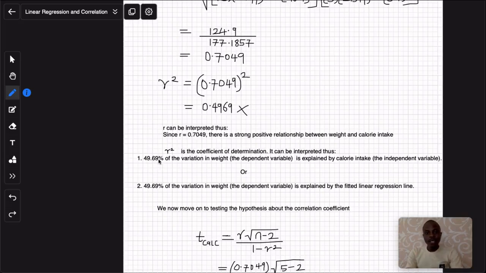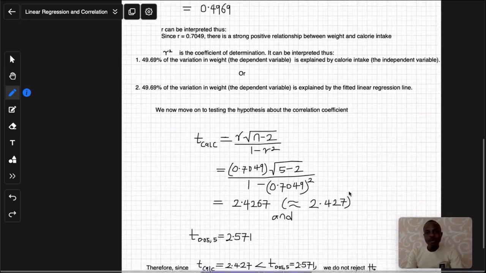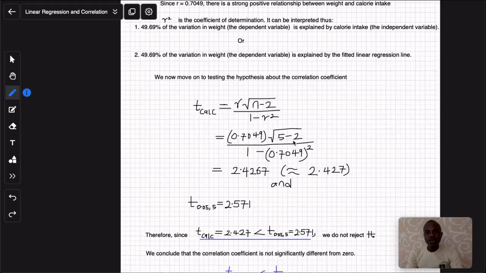So 49.69% of the variation in weight, that is the dependent variable, is explained by calorie intake, the independent variable. Or you may just say 49.69% of the variation in weight, the dependent variable, is explained by the fitted linear regression line. All right. Now we move on to hypothesis testing about the correlation coefficient.